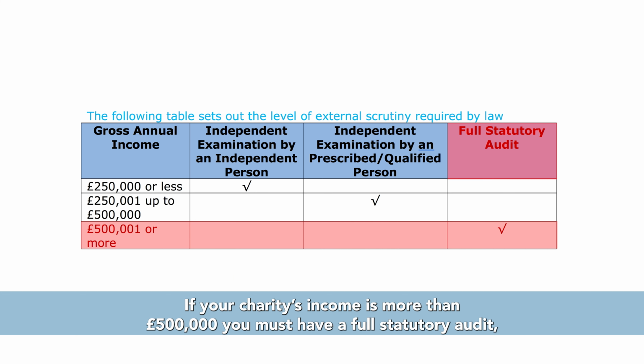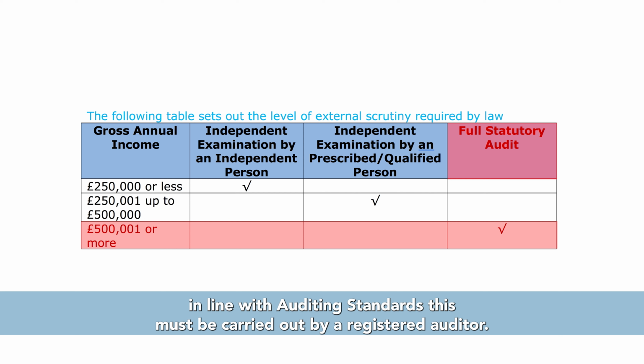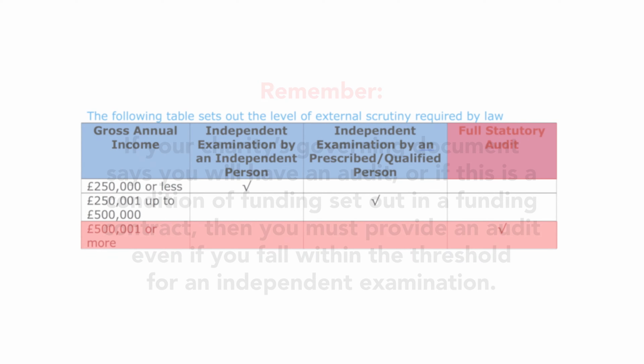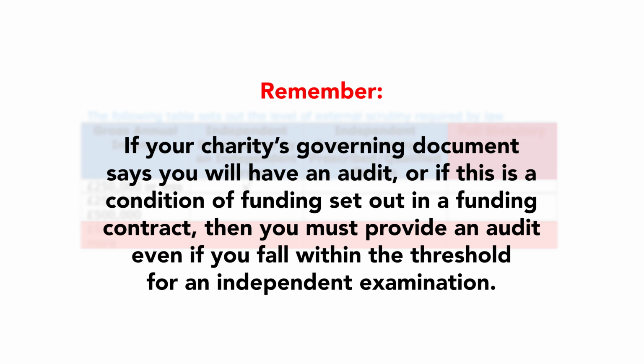If your charity's income is more than £500,000, you must have a full statutory audit in line with auditing standards. This must be carried out by a registered auditor. Remember, if your charity's governing document says you will have an audit, or if this is a condition of funding set out in a funding contract, then you must provide an audit, even if you fall within the threshold for an independent examination.